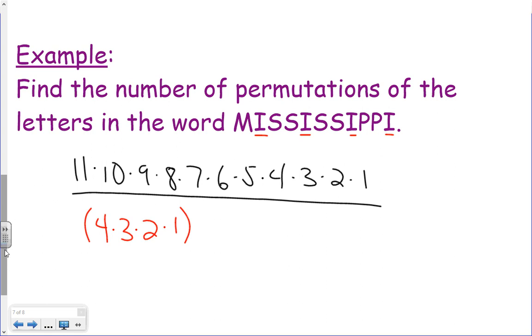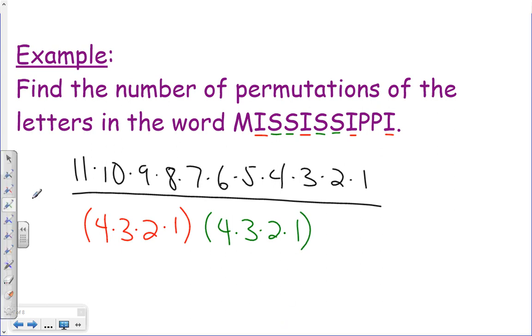Let's deal with the S's next. Again, notice you got to deal with all of the indistinguishable objects. So I've got 4 S's. Same story here then. I have to multiply that by, I could rearrange those 4 S's. I got 4 choices for the first S that I pick, 3 for the next one, 2 for the next, and 1 for the last. And then finally, there are 2 P's.